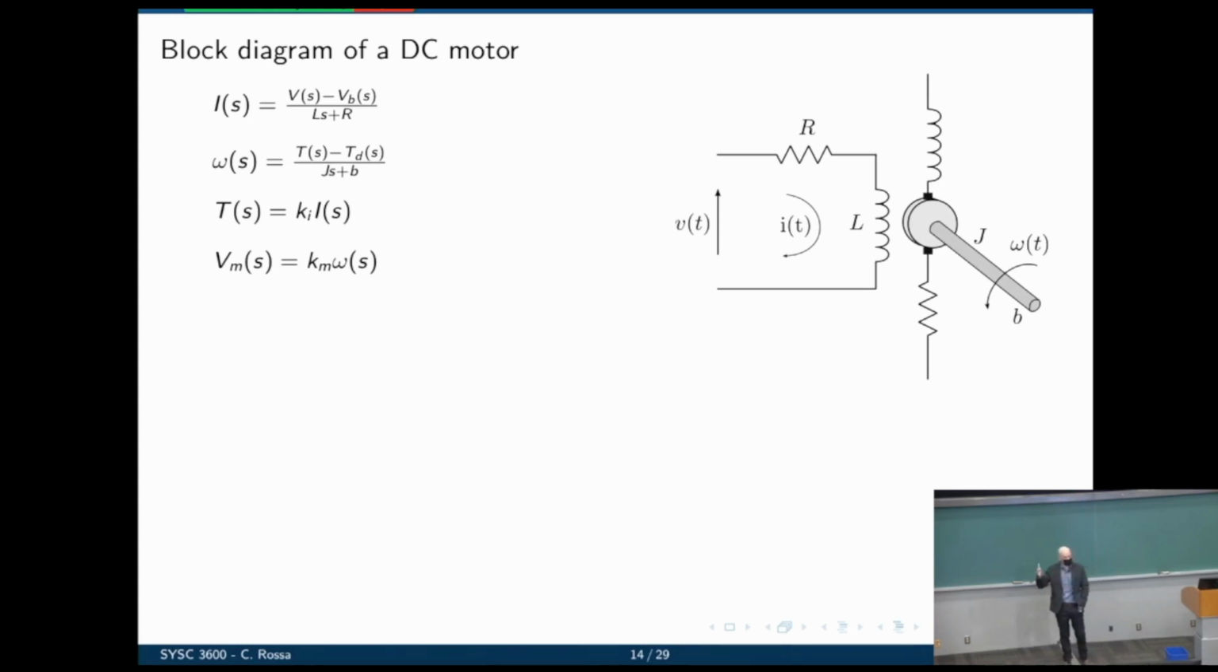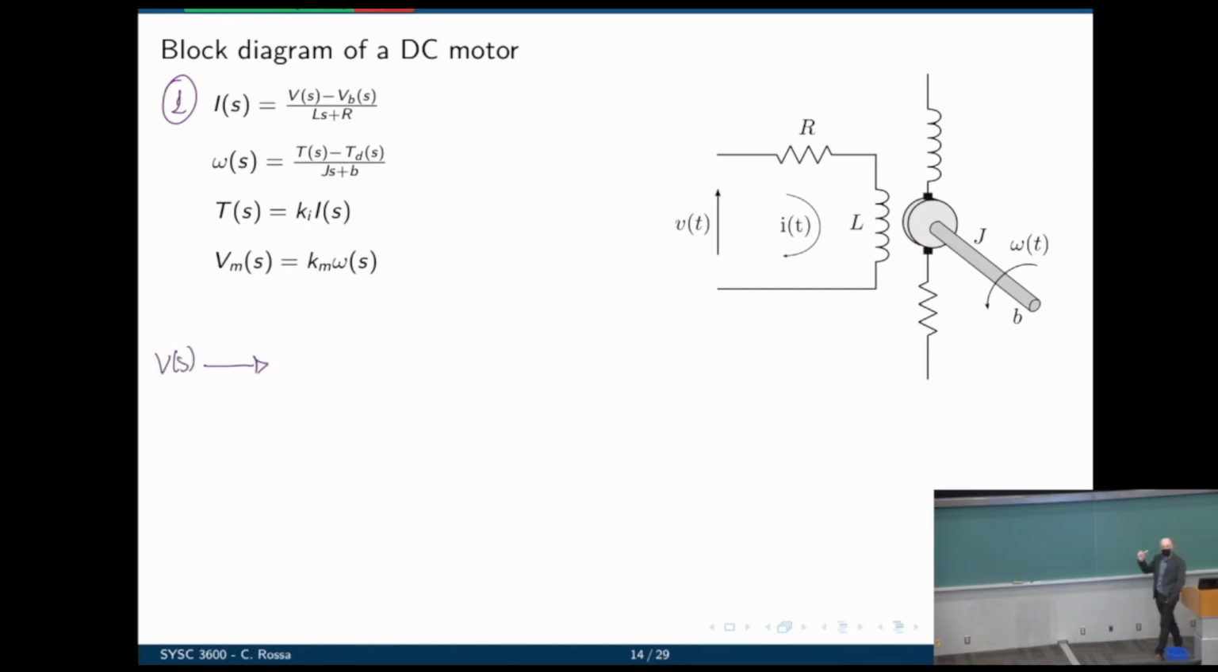Well, these are the equations we just derived. Let's start from the input. Where is the input in the first, second, third, or fourth equation? The first one, right? The input is what we have control over, which is V of S. And you see V of S showing up on top there. So let's start with the first equation here. That's where the input is. Input is what you have control over. So this is V of S.